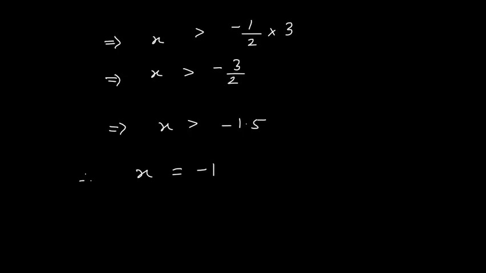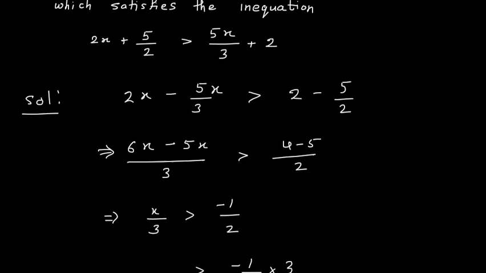Greater than minus 1.5 is minus 1. Why? Since x belongs to integer. So I got x is equal to minus 1. This is my solution. So now let us go to the next problem, question number 30.